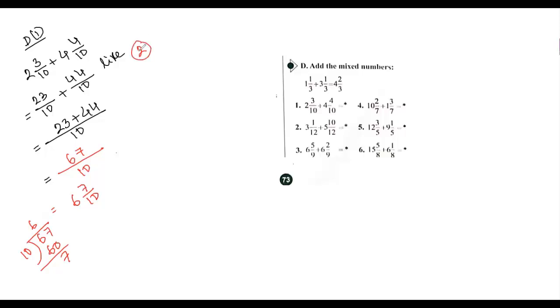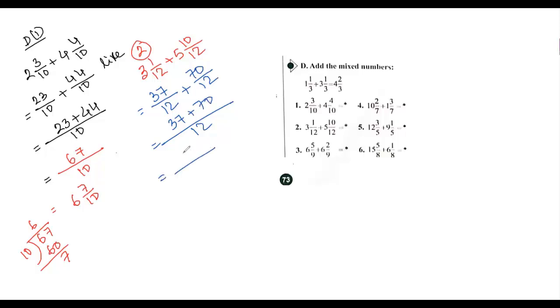Now, question number D2. D2 says 3 whole 1 by 12 plus 5 whole 10 by 12. So what is our first job? Our first job is to convert mixed into improper. 12 3s are 36 plus 1, 37, plus 12 5s are 60 plus 10, 70. Now we can see that these two fractions are like fractions because both denominators are 12. That means same denominator, so we will just add the numerators. So 37 plus 70, it will be 107 divided by 12.